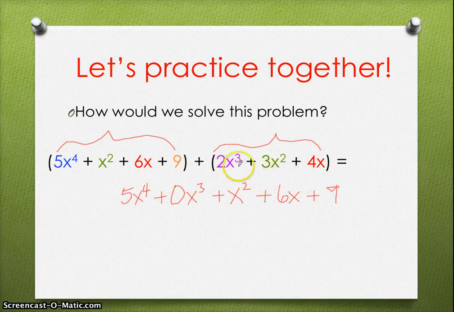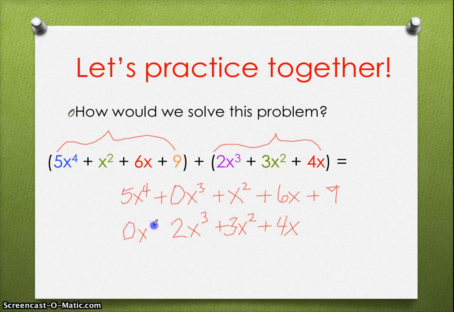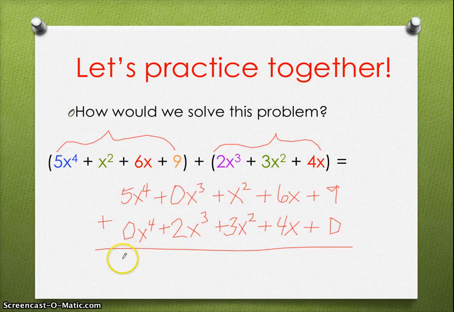I'm going to do the same exact thing. I notice I have 2x cubed, so I'm going to write it under the 2x cubed. I have x squared, so I'm going to line those together. I have an x, since I don't have any x to the fourth in my second polynomial, I'm going to rewrite that, and I don't have any constants. Once I have all these digits lined up, all these expressions lined up, I can then finally add them together.